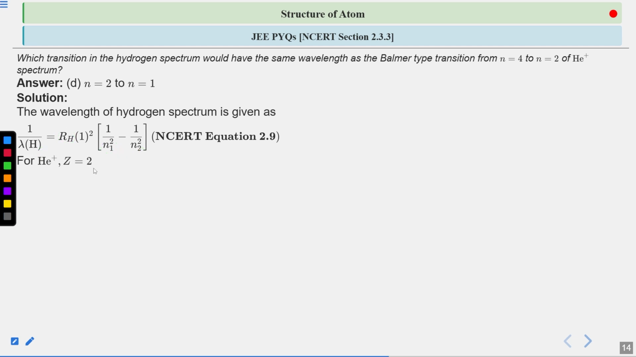Now, if we take it for the helium plus atom, it will have Z value as 2. So 1 by lambda of the helium plus atom equals R times 2 square, where RH is the Rydberg constant. Here it will be 1 by 2 square minus 1 by 4 square. So we are going from 4 to 2, and 2 is the smaller one. I said it: keep the smaller one first, because wavelength cannot be negative.